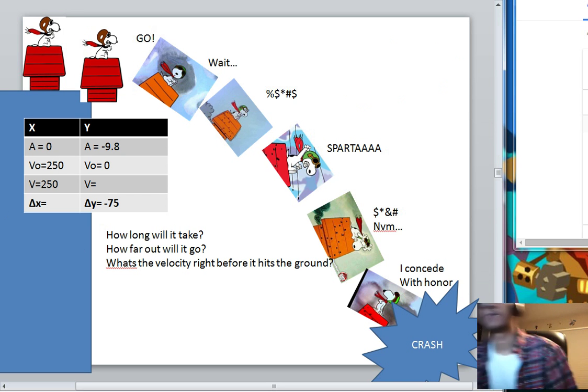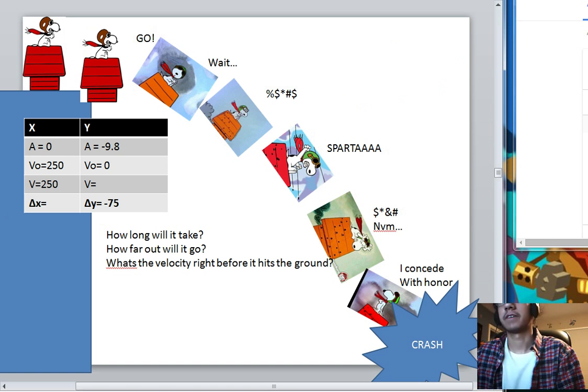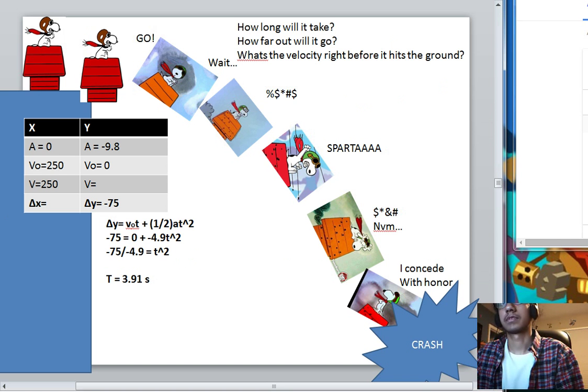So we're going to try and figure out how long will it take, how far out will it go, and then what's the velocity right before it hits the ground. So the best method for solving these kinds of questions, that is true for all projectile problems really in general, is you want to solve for the y-axis, get as much information as you can, and then solve for the x-axis.